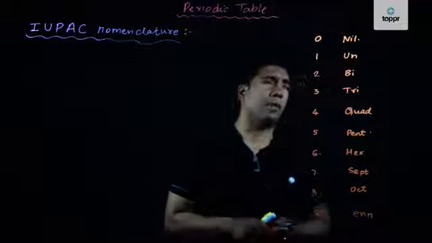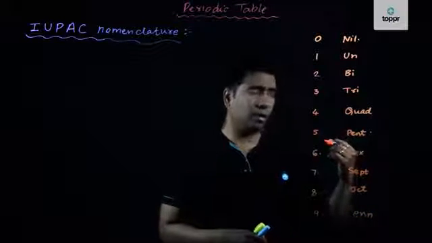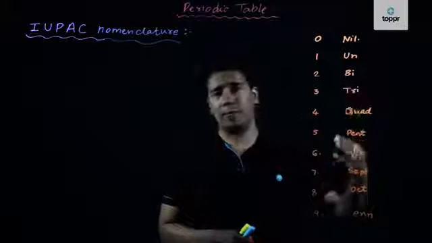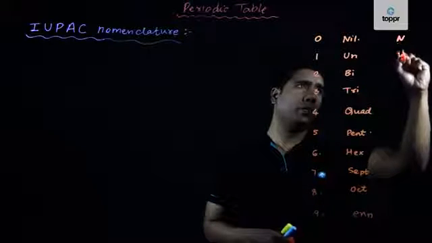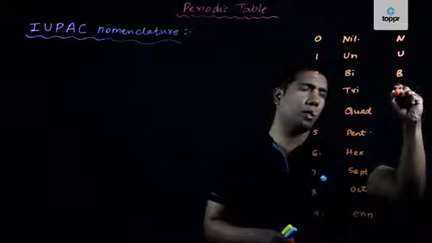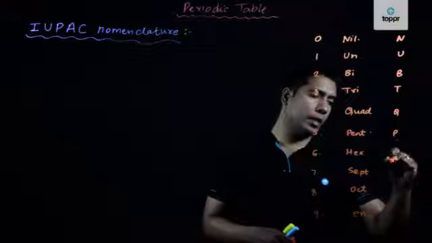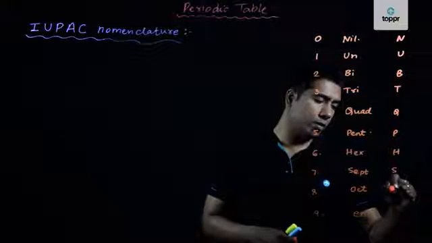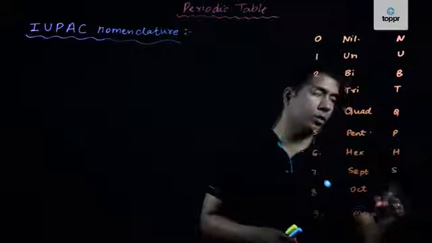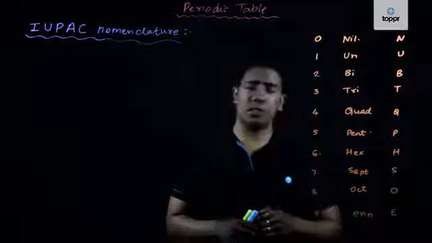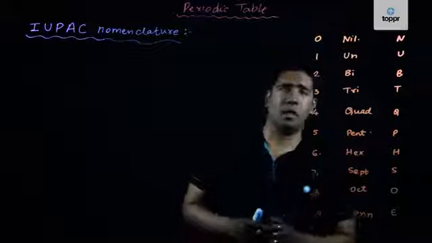So if we use the abbreviation, the abbreviation is simply the first alphabet of the name. So here obviously the abbreviation will be N, it is U, it is B, it is T, it is Q, here it is P, it is H, it is S, it is O, and then finally it is E. So these are the abbreviations which are used normally in small alphabets, not in caps.